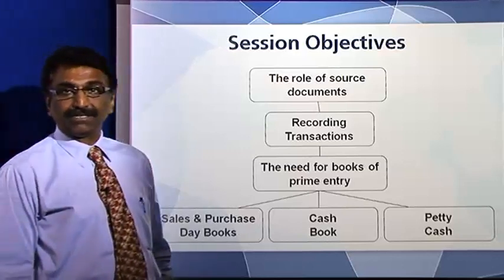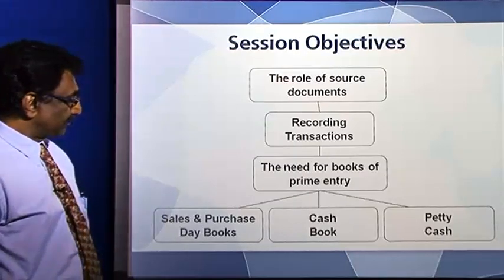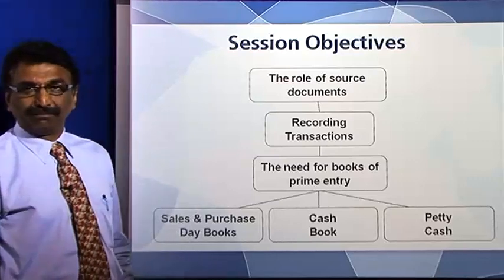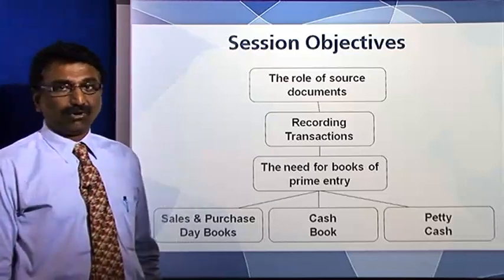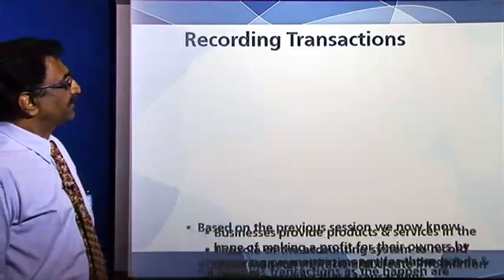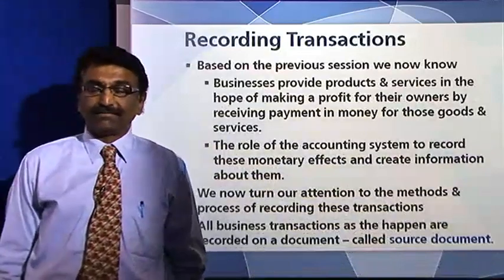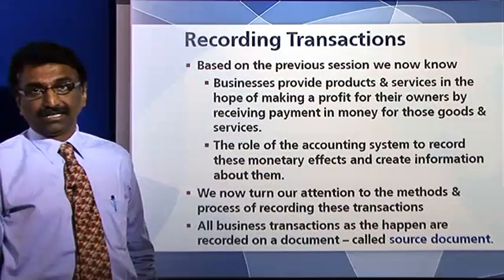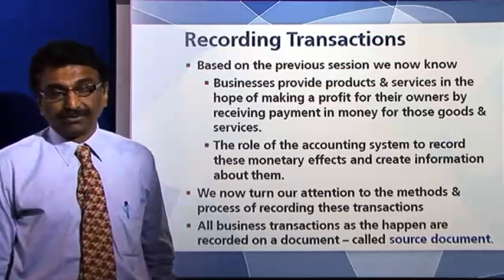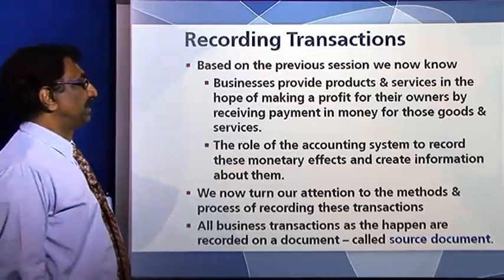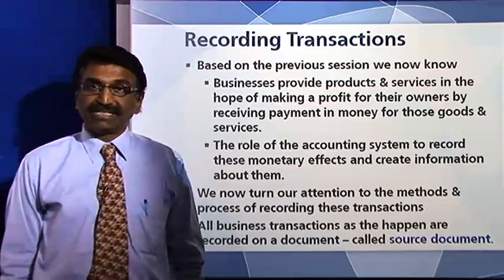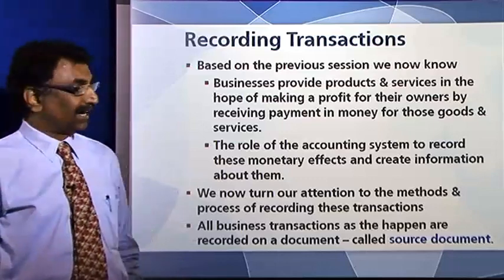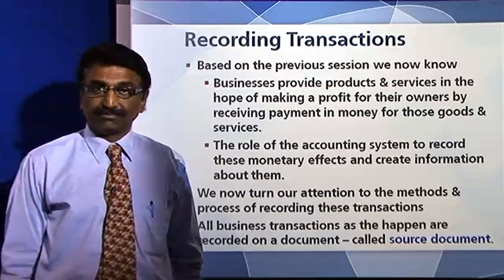And within the books of primary entry, we'll focus on the sales and purchase day books, the cash book and the petty cash book. So let's look at them one by one, but before that let me just recall what we have covered till now. We have learned that businesses provide products and services which they sell with a view to make profit for their owners. Now the role of the accounting system is to record the monetary effects of these transactions, summarize them and create information about them.